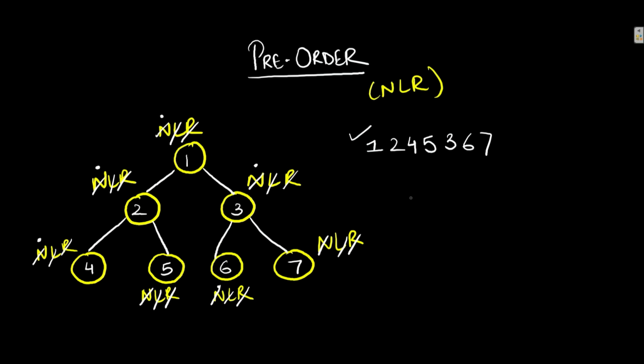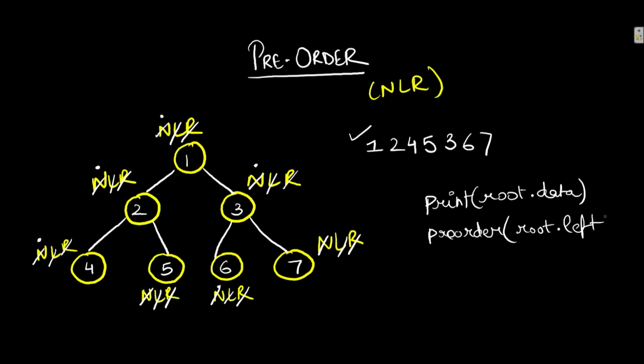Now let's see how we are going to make the function calls. What we were doing was printing the data of the root. Then we needed to call the left. So suppose there is a function named pre-order, and we will send the root dot left part. Then we needed to make a call in the right. So again we called that function pre-order and make a call to the right part. So these are the three important calls that we need to make.